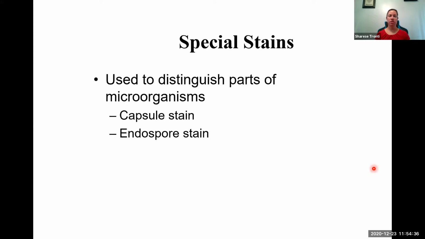Lastly, there's two special stains that we're going to do. These are going to be used to distinguish or highlight if a bacterial species has one of these structures. So we have a capsule stain, which is looking for the presence of a capsule, and a spore stain, which is looking for the presence of an endospore.